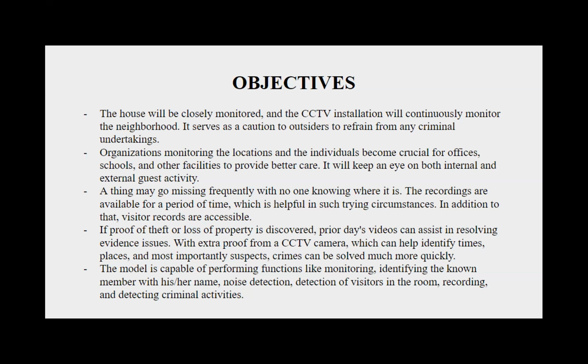If proof of theft or loss of property is discovered, prior days' videos can assist in resolving the evidence issues. With extra proof from the CCTV camera, which can help identify times, places, and most importantly, suspects, crimes can be solved much more quickly. The model is capable of performing functions like monitoring, identifying the known members with his or her name, noise detection, detection of visitors in the room, recording and detecting criminal activities.